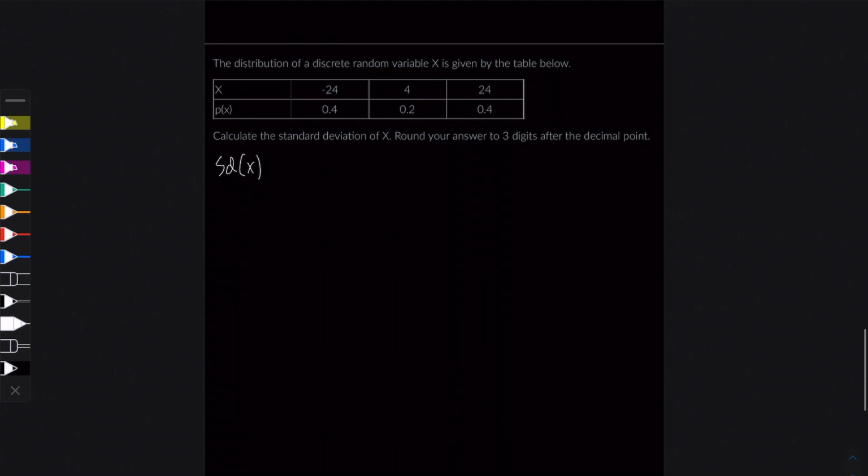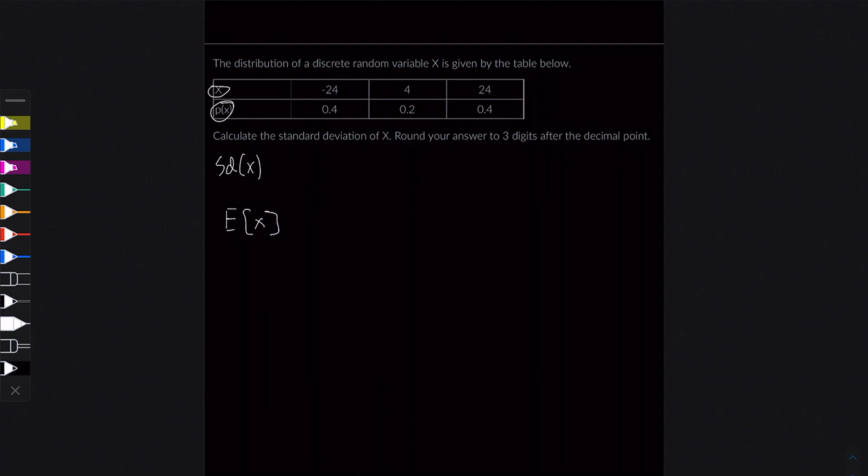Okay, for the next one, the distribution of a discrete random variable x is given by the table below. And now, again, this is another probability mass function because it has the outcomes here and then the probability of each outcome happening. So now we have to calculate the standard deviation of x, and we need to round our answer to three digits after the decimal point.